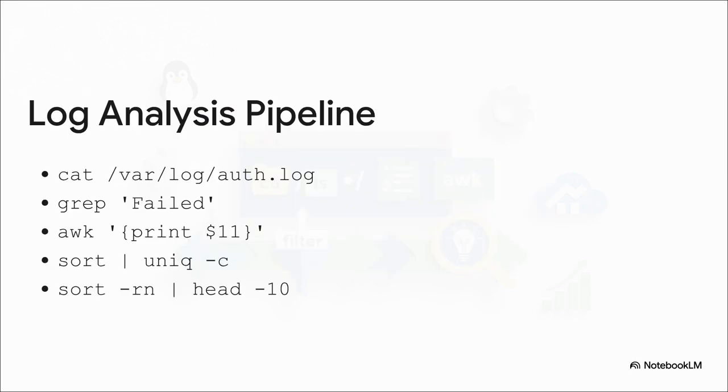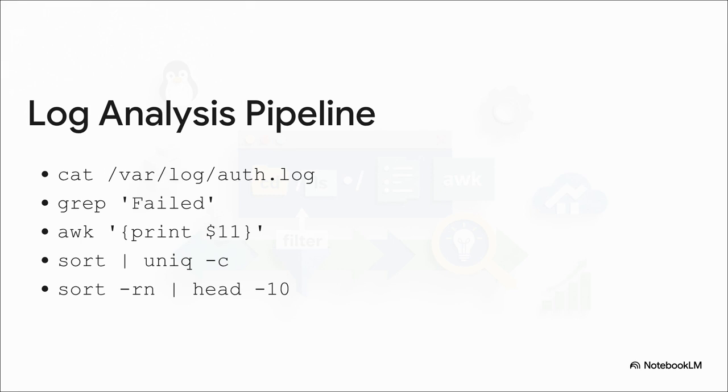Okay, let's actually build one of these out step by step to see a complex, real-world log analysis pipeline in action. Imagine you're looking at a log file with tens of thousands of entries. First, we cat the auth.log file. We pipe that right into grep to filter down to only the lines containing the word failed. Then we pipe that into awk to extract just the 11th field, which happens to be the source IP address.